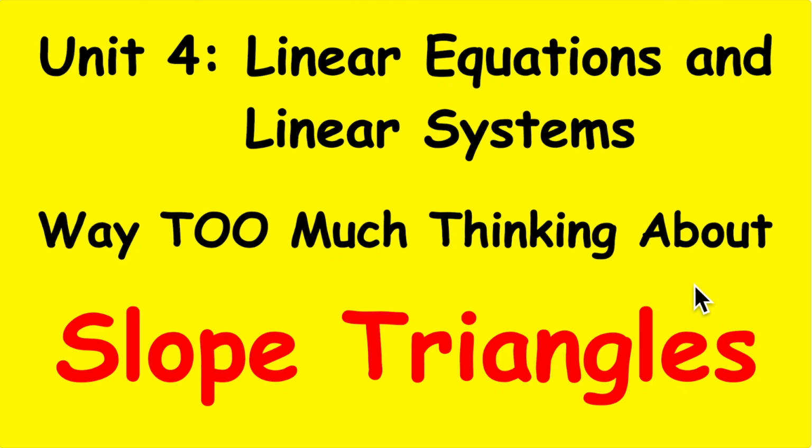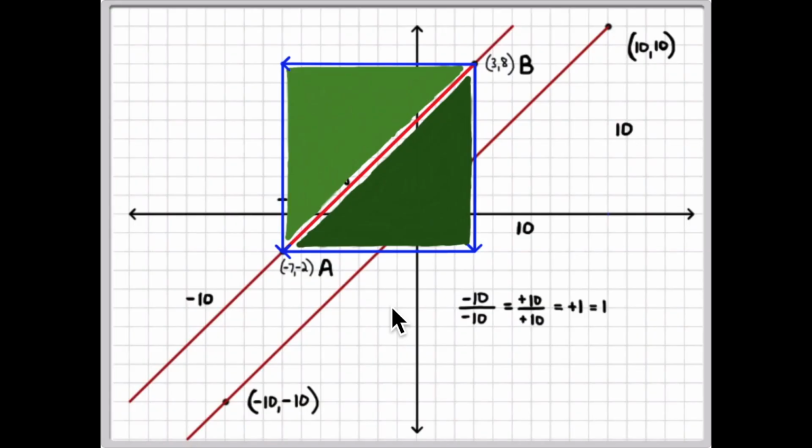This video is about slope triangles and really just way too much thinking about slope triangles. It comes from work from Unit 4, Linear Equations and Linear Systems. Students have started calculating the slope of a line given any 2 points on that line. For example, A at -7, -2, and B at 3, 8.